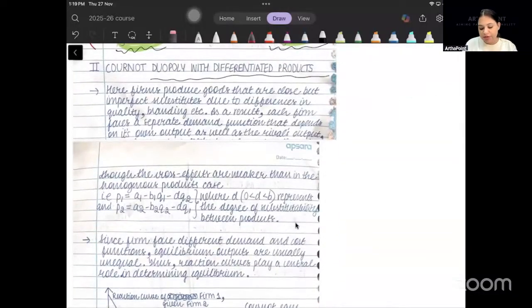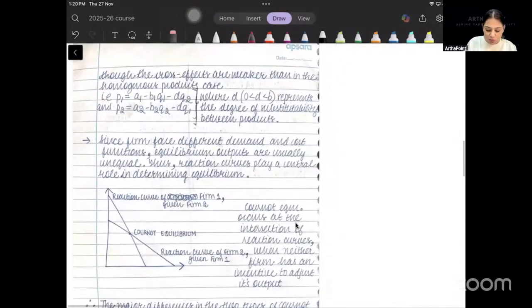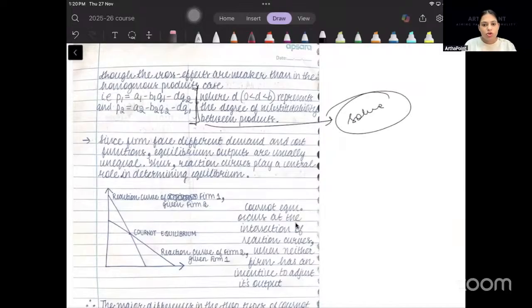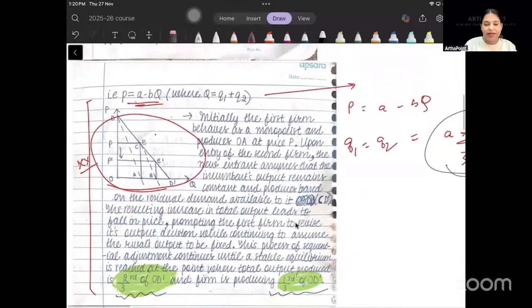Cournot duopoly with differentiated product. Here again, you have to solve this model. It is not going to take more than a minute for you to solve, right? So if you can draw the reaction curve here, you should have drawn the reaction curve only here. Only then the two diagrams become comparable.